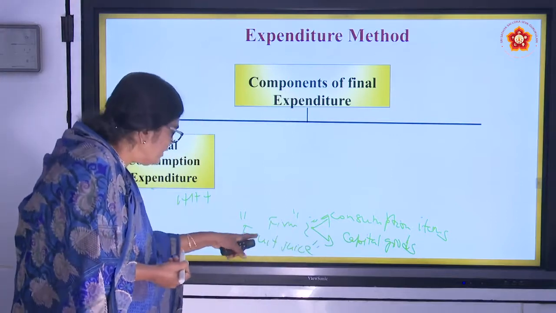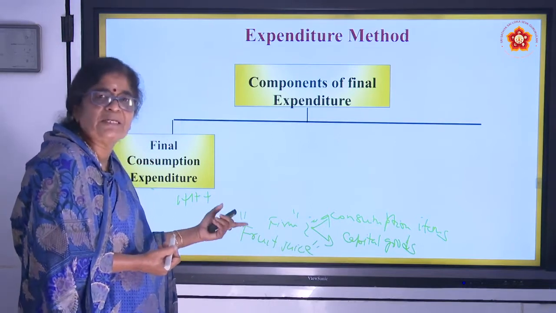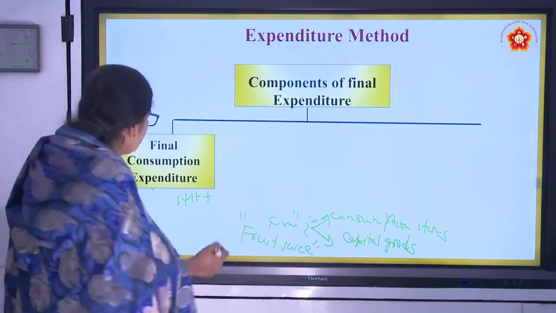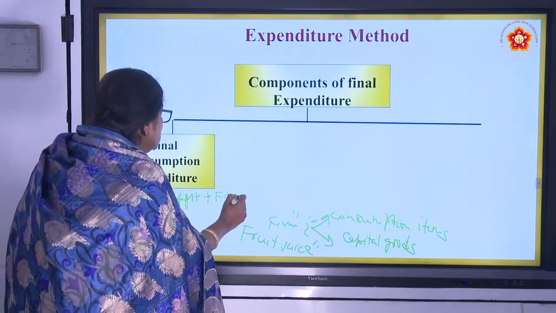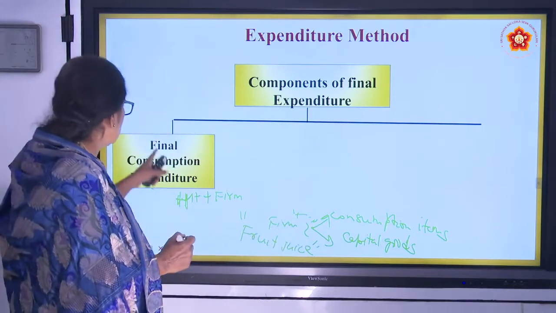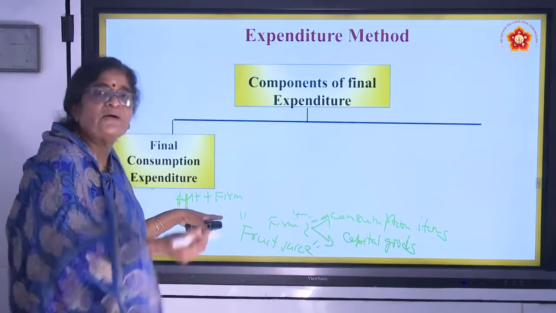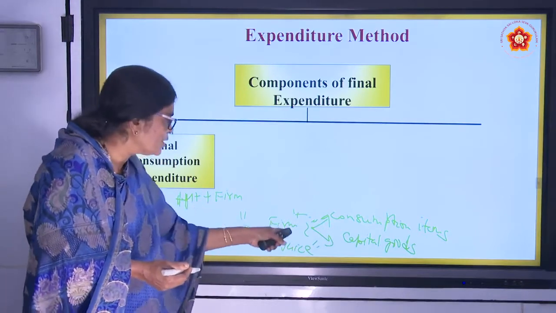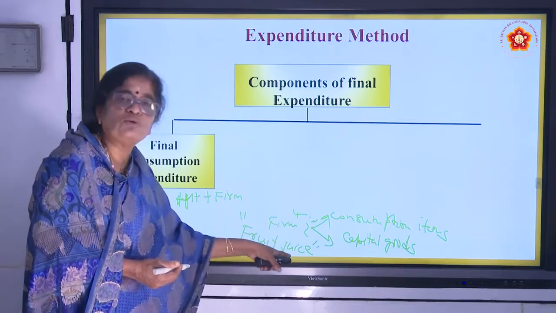Why? In their industry, guests will come, and conferences will take place for the employees. So households and other firms will spend on the consumer goods of firm I. Therefore, consumption expenditure will come from the household as well as from other firms which are purchasing the product of firm I. Here, the product I have taken is fruit juice.